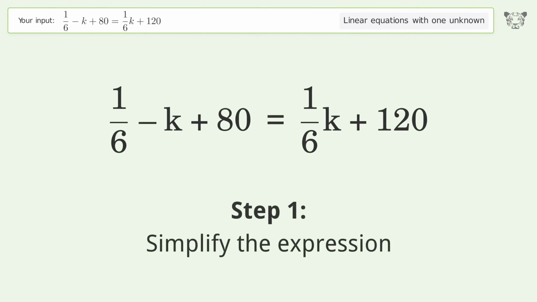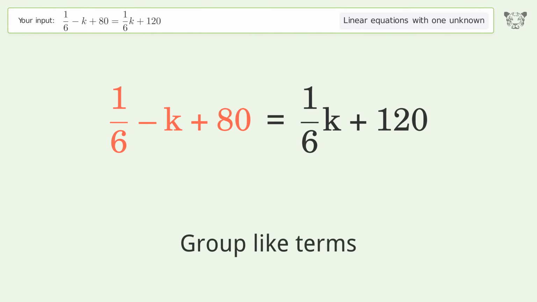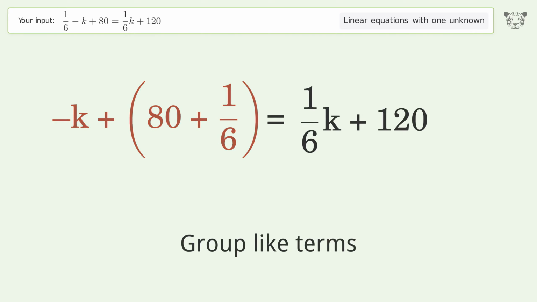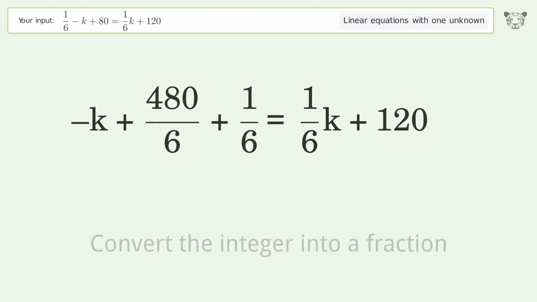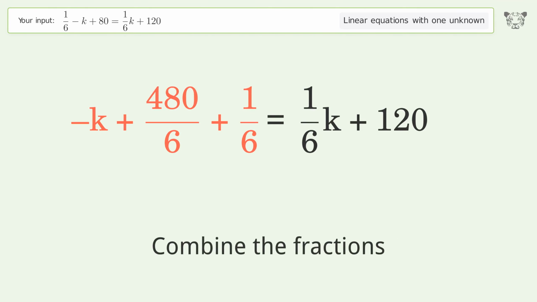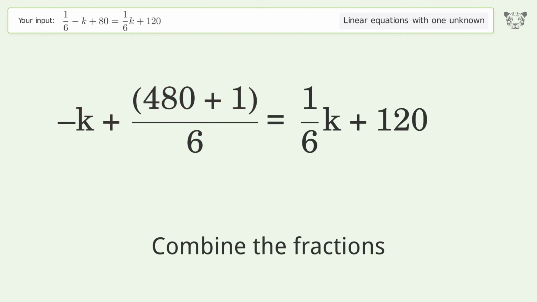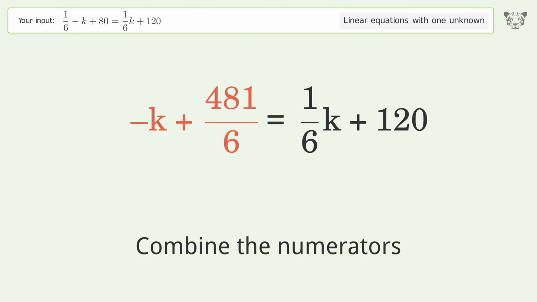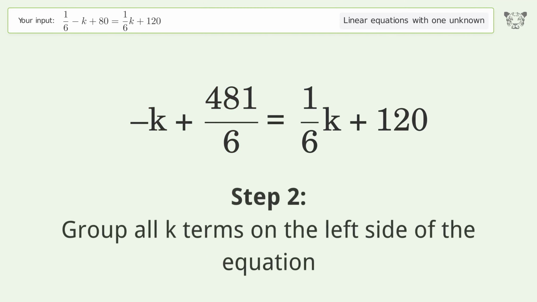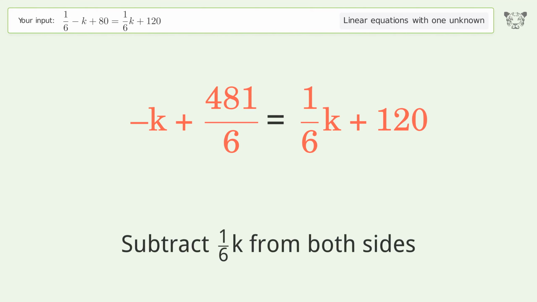Simplify the expression. Group like terms. Convert the integer into a fraction. Combine the fractions. Combine the numerators. Group all k terms on the left side of the equation. Subtract 1/6k from both sides.